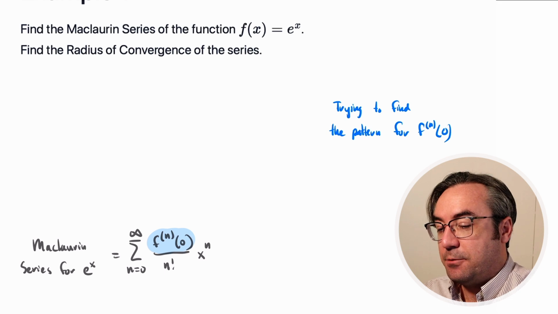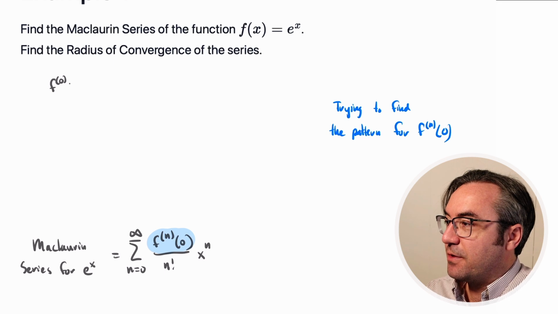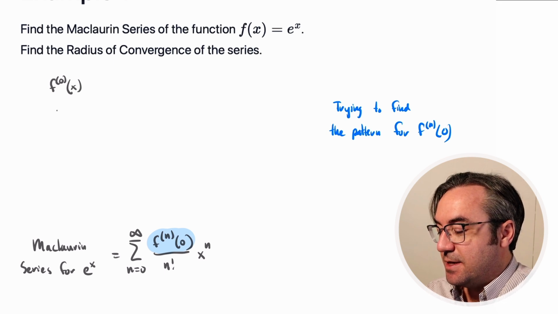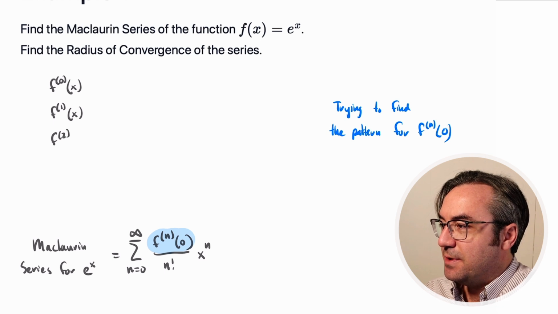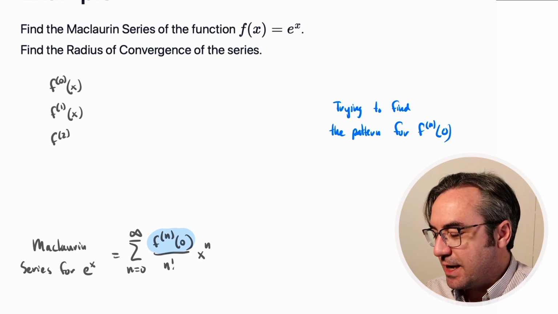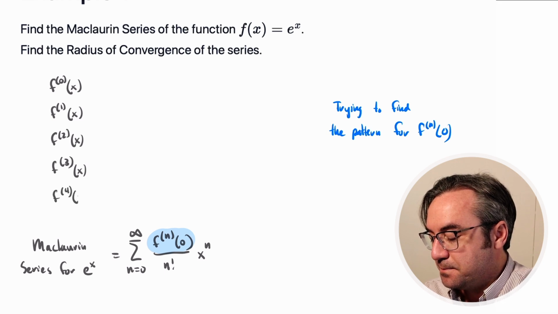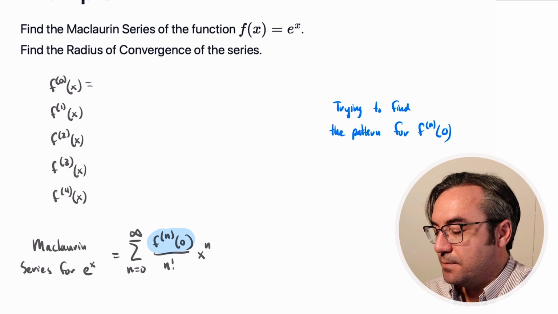All right, so to help us out, let's first calculate the 0th derivative of our function at x. Then we'll calculate the first derivative of our function at x. Normally it's a good idea to write out the first 4 or 5 terms just to get a good sample of what's going on. So let's do up to our 4th derivative evaluated at x.